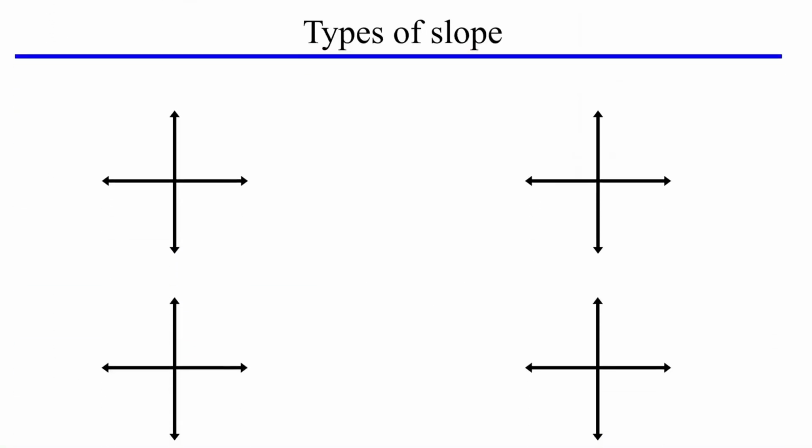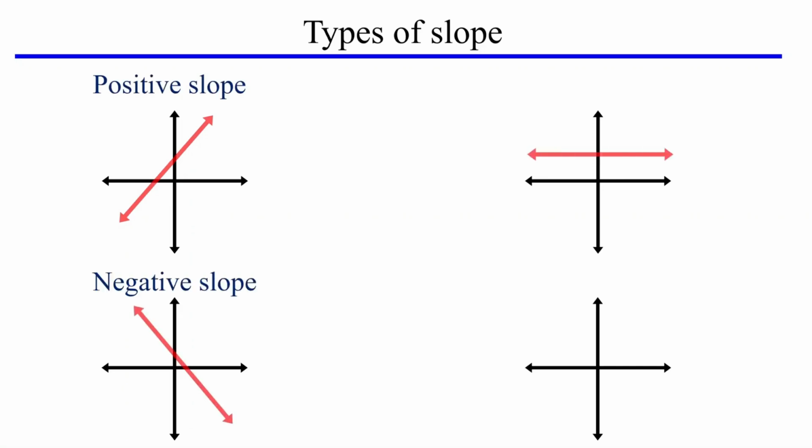In conclusion, lines that rise from left to right have a positive slope. Lines that fall from left to right have a negative slope. Horizontal lines have a slope of 0. Vertical lines have an undefined slope.